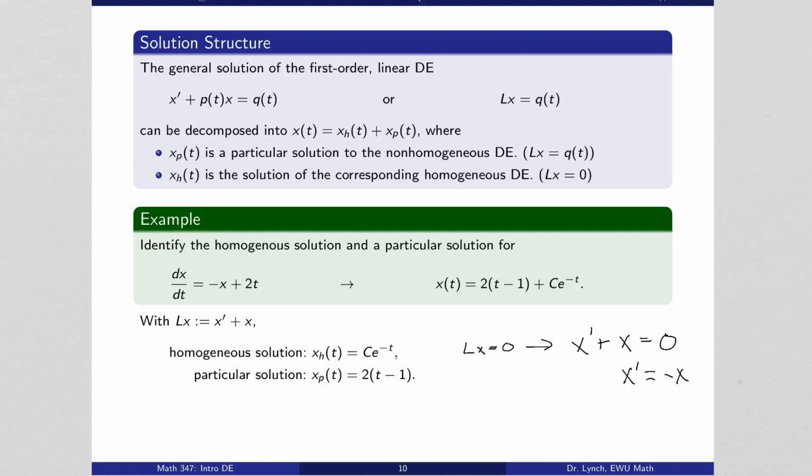And again, the particular solution is the other part, right? It turns out that 2t minus 1 is a solution of the non-homogeneous differential equation, and the general solution of this non-homogeneous differential equation is any particular solution plus the general solution to the corresponding homogeneous equation, and that should remind you of linear algebra also for those of you with some experience there.